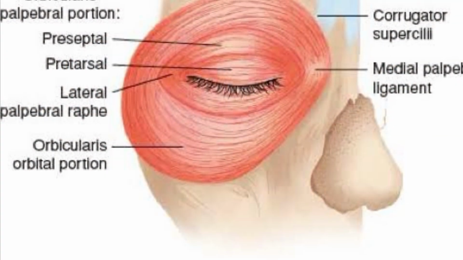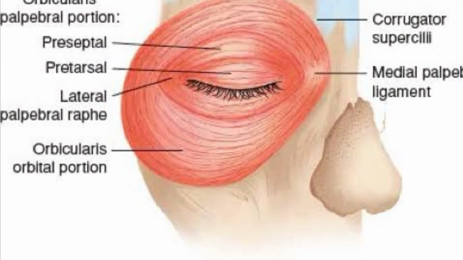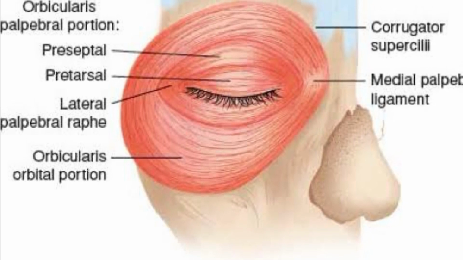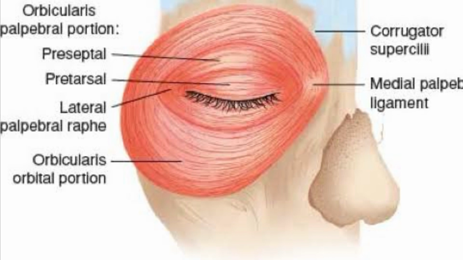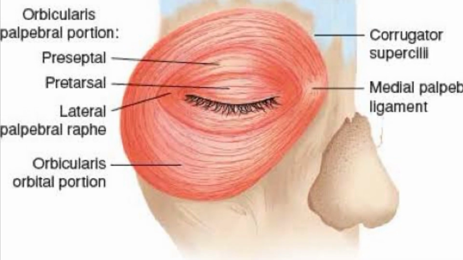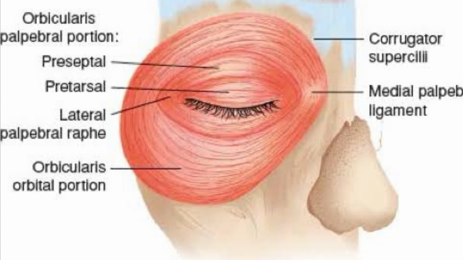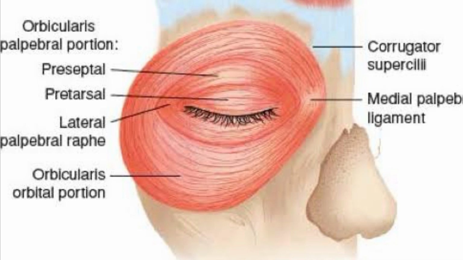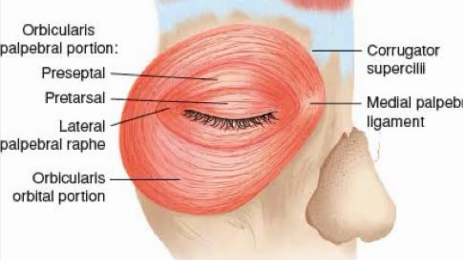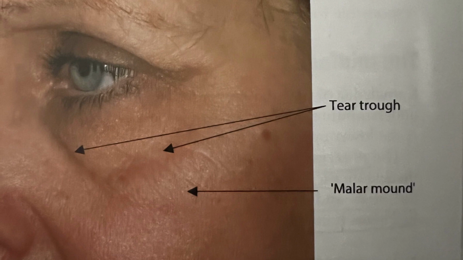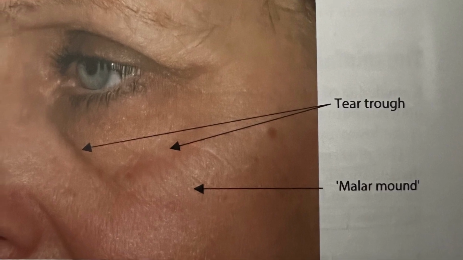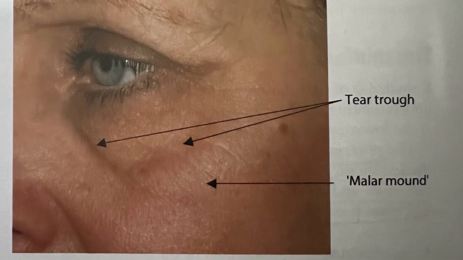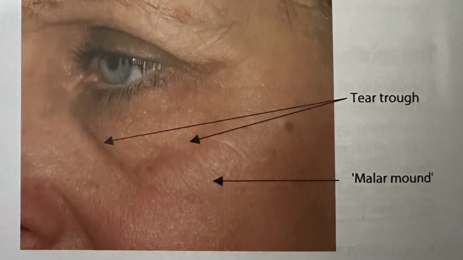The orbicularis oculi muscle is immediately deep to the skin of the lower eyelid. This muscle extends from just below the ciliary margin, past the inferior orbital rim, and onto the cheek. Ptosis of the orbicularis oculi muscle commonly occurs over time and is responsible for the typical appearance of the malar crescent or malar mound in the aged face, like this picture. And you can see the typical appearance of the tear trough.